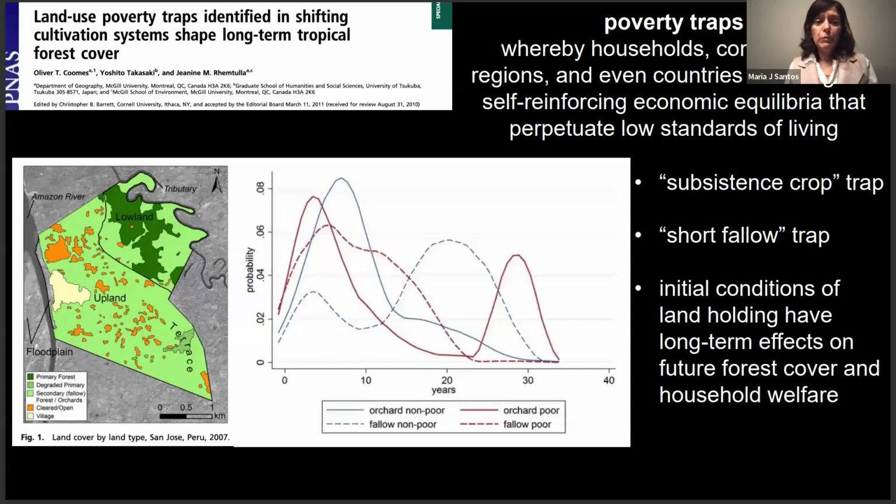And in fact, in the Amazon, in this very local scale study, there are two traps that were identified. One is a trap related to the subsistence crop, and one is a trap related to short fallow types of rotational regimes. So this gives you an idea that over time we might have different perspectives of how humans and nature interact in tropical systems. Next, please.